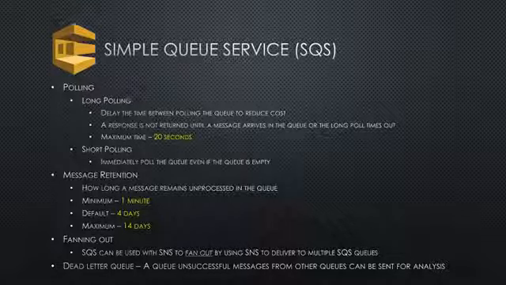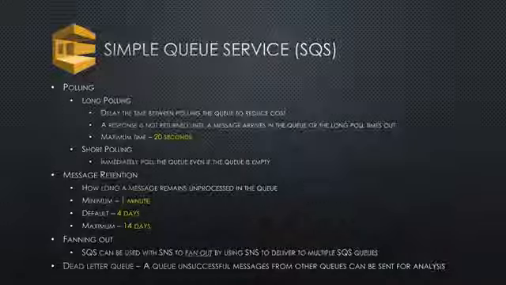When you've not processed an item and it falls out of the message retention time, or after unsuccessful attempts, it can go into what's called a dead letter queue. And this is like an unsuccessful queue that messages from other queues can be sent to for analysis. So why did this message fail? And then finally, you can do what's called fanning out. SQS and SNS can be used together to fan out by using SNS to deliver to multiple SQS queues.